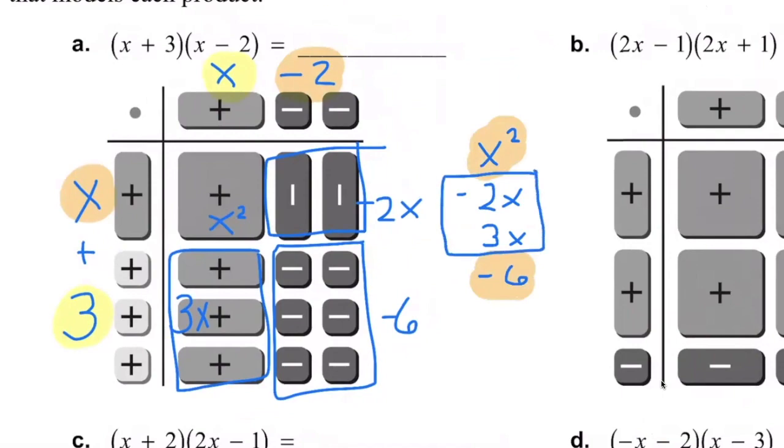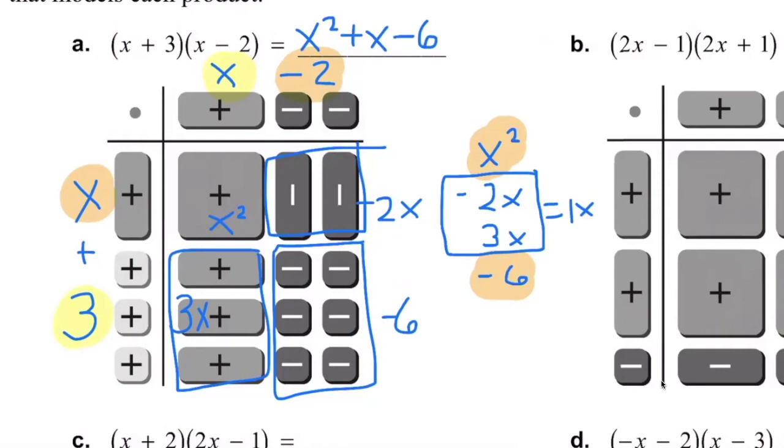So that's the same thing as saying I have 3 turtles, 2 of my turtles swam away, so I'm left with 1 turtle, or 1x. It's how we get our answer to be x squared plus x minus 6.